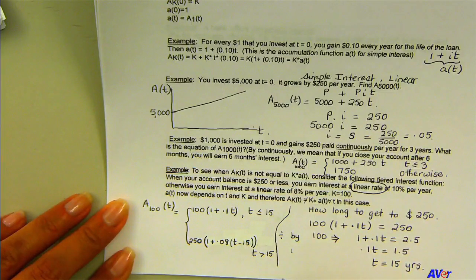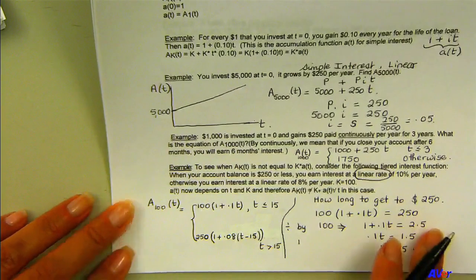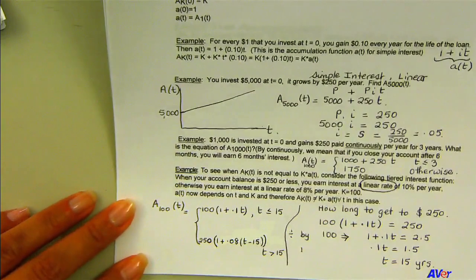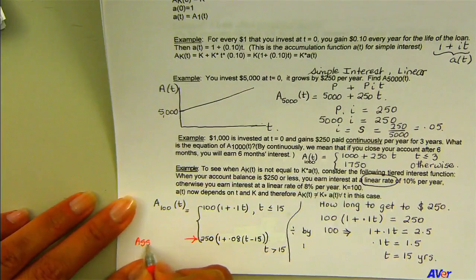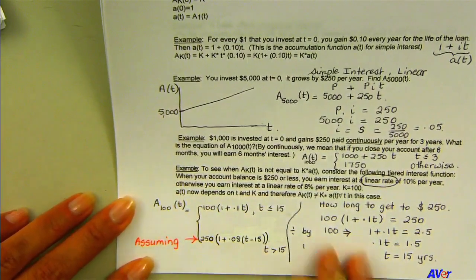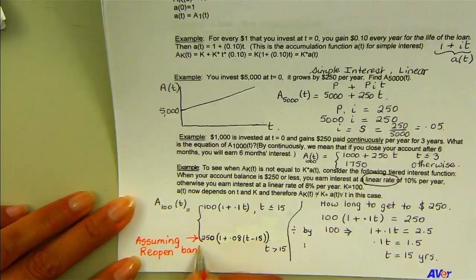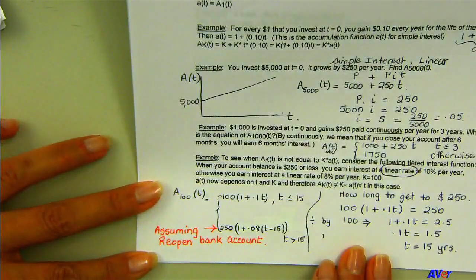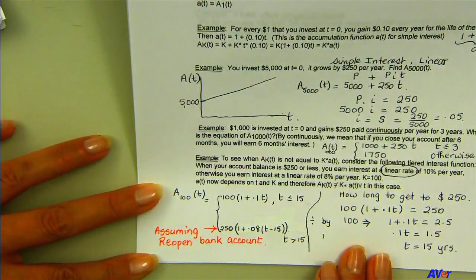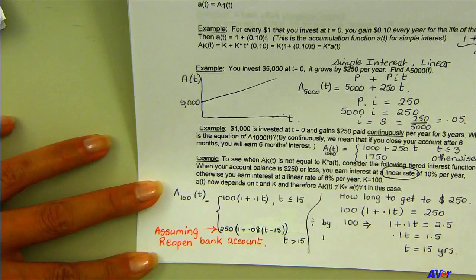You know why you felt that? It's because I'm assuming here that I'm taking this 250 and sticking it into a brand new 8% account. So let's label that as such, okay? And I'll put it in red. So this is assuming that you are going to reopen a bank account. But nobody said that. So can you tell me what the balance would be if I didn't reopen the bank account?